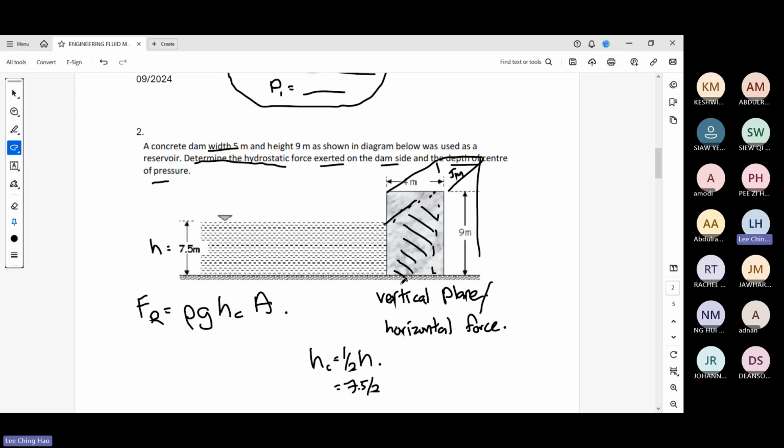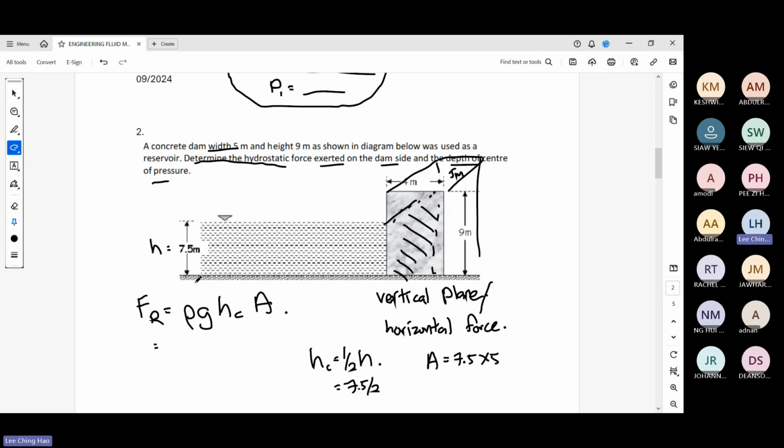But you see, it's a trick. Although they show 9, your water is not actually providing the force for all 9 meter, right? The water depth is only 7.5. So your area will be 7.5 times 5.